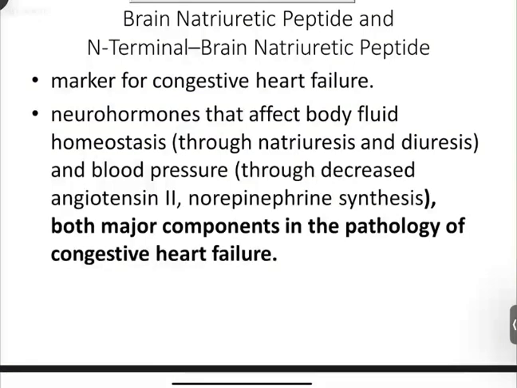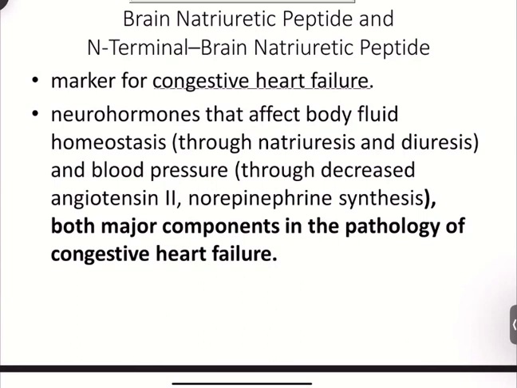Your BNP or brain natriuretic peptide and N-terminal brain natriuretic peptide are also markers for your heart disease, especially your congestive heart failure. So what is your congestive heart failure? They are congestions of the blood vessels within the heart.